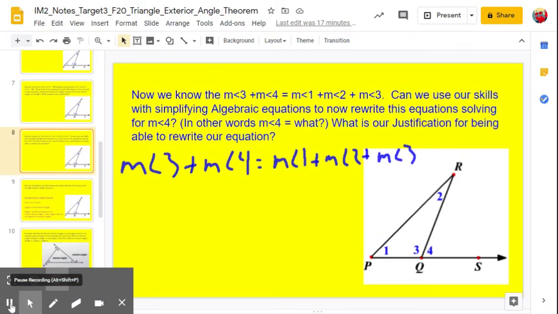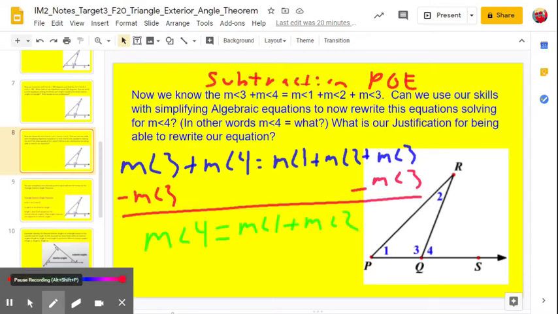Can we now use our algebra skills for solving algebraic equations to simplify this equation a little bit more? I would like to solve for the measure of angle 4. In other words, I want this to be measure angle 4 equals what? And more importantly, I can't just do that willy-nilly, right? I need to have a justification for it. So what would be my justification for simplifying this equation? So I want you to come up with the equation and the justification.